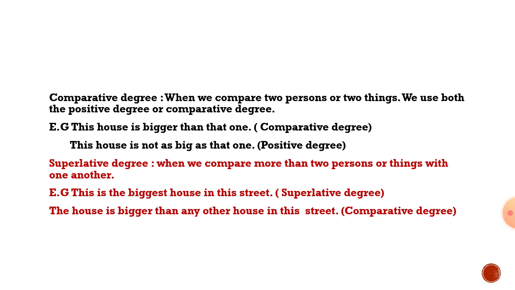Let's discuss comparative degree. When we compare two persons or two things, we use either the positive degree or comparative degree. For example, this house is bigger than that one. That is the example of comparative degree. And second example is this house is not as big as that one. That is the example of positive degree.